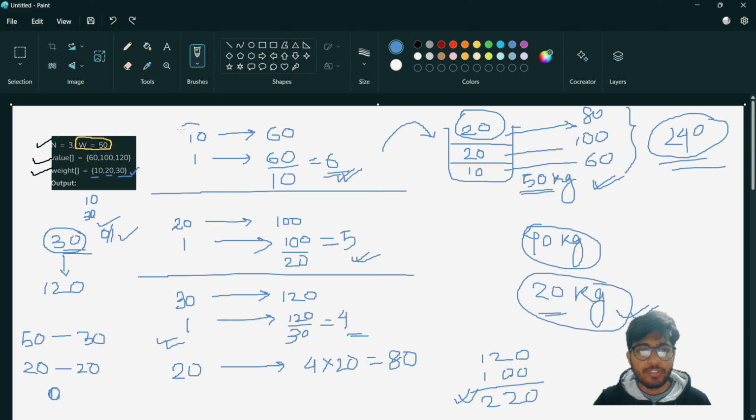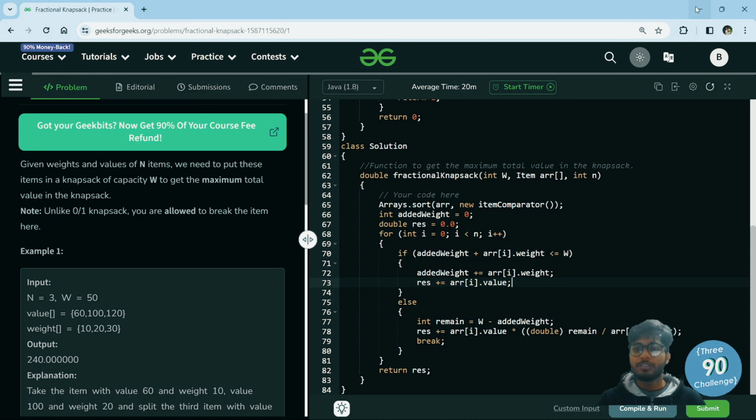See, the first item was 10 based on the given profit, the highest profit. So 10 was added and the corresponding value was added, that is 60. In the second case, 20 was added in our knapsack and the corresponding value was 100. So 100 was added in our result. So this is what we have to do till we totally fill our bag or the knapsack.